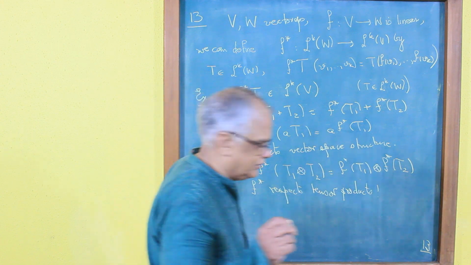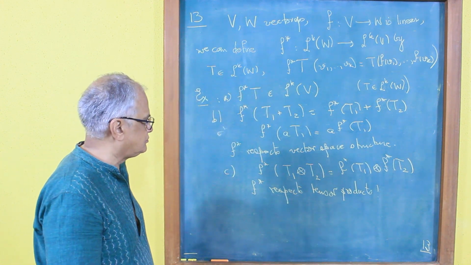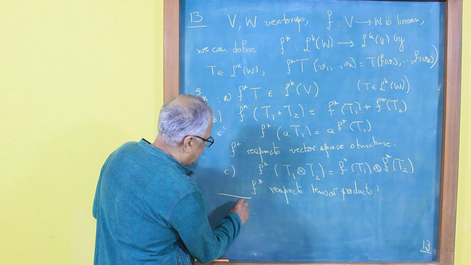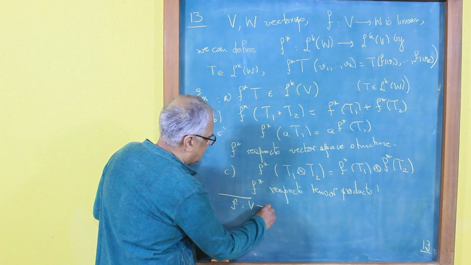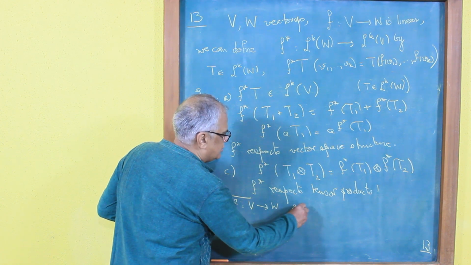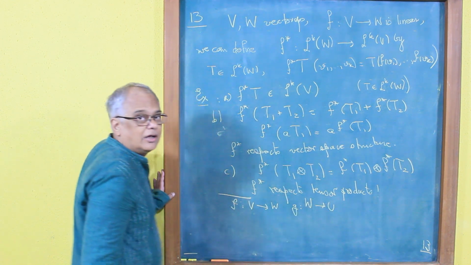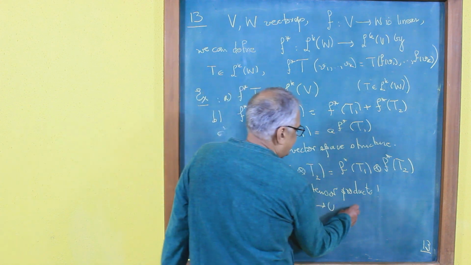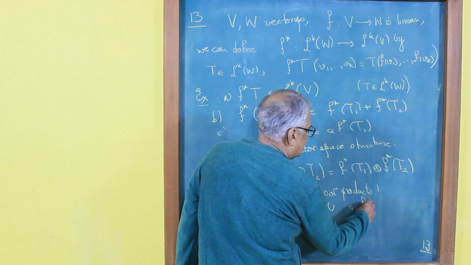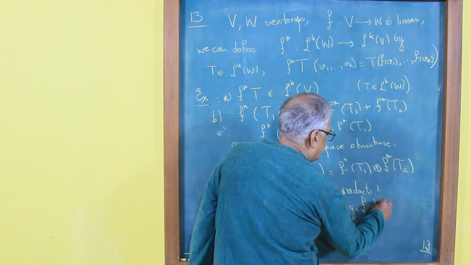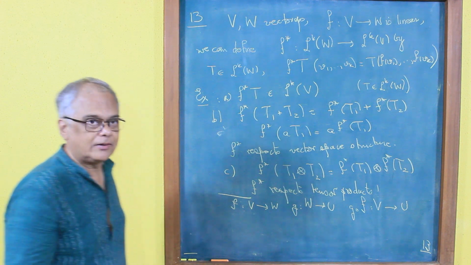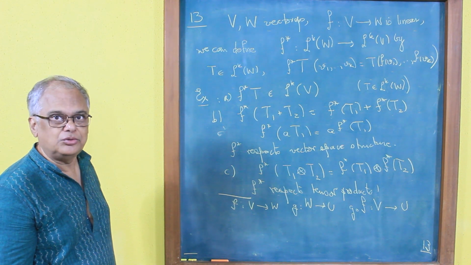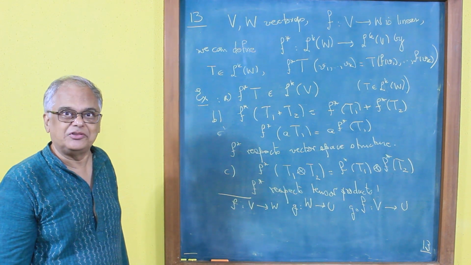The next thing we have to worry about is what happens when you have a composition of functions. So we have F and G, where V, W and U are vector spaces. Then obviously I can construct G composed with F, which is from V to U. So now I have a linear map G composed with F from V to U. My question is, how does star behave with respect to this?